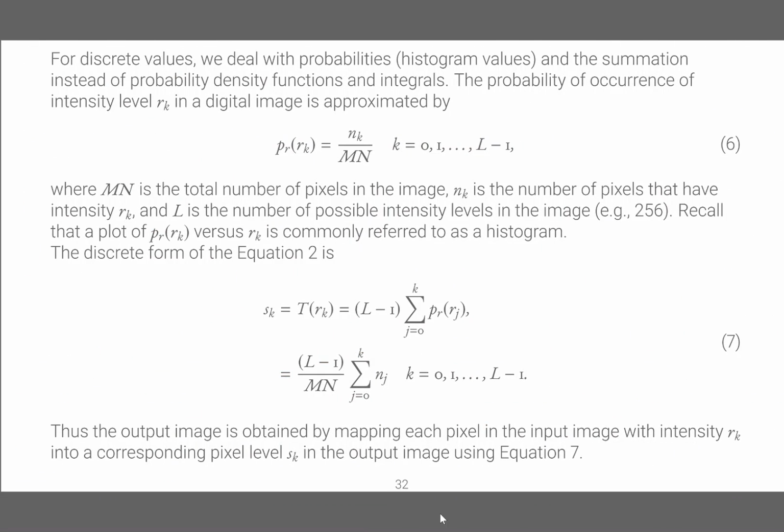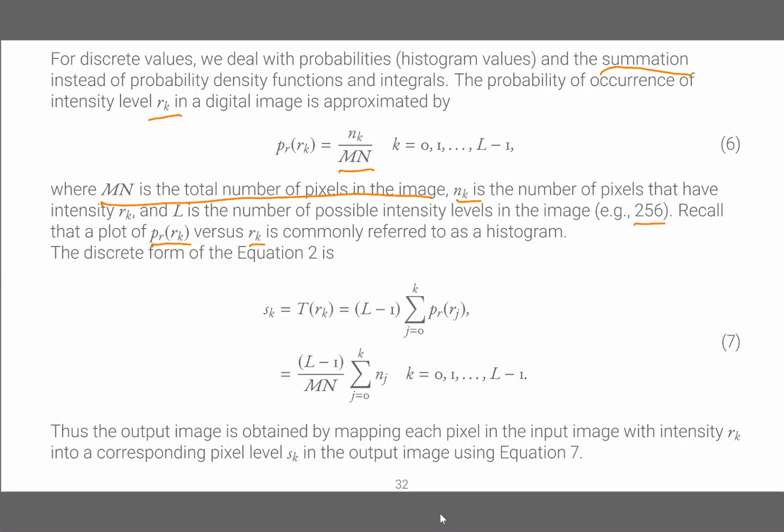Okay, so for discrete values, we deal with probabilities, histogram values, and the summation instead of a probability density function and integrals. The probability of occurrence of intensity level r_k in the digital image is approximated by n_k divided by MN, where MN is the total number of pixels in the image. n_k is the number of pixels that have intensity value r_k. L is the number of possible intensity levels in the image, for example 256. Recall that the plot of p_R(r_k) versus r_k is commonly referred to as a histogram.